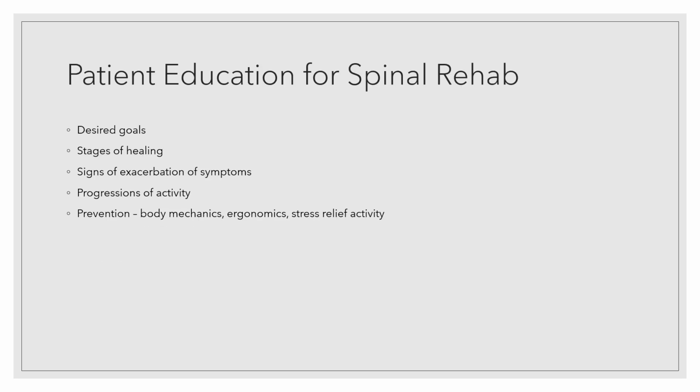With patient education for spinal rehab, we need to make sure that we are talking to our patients about what is really important to them as far as their goals for rehab and how we can help them achieve not only their goals, but also a realistic outlook on what those goals are. We want to educate them on the stages of healing, because it's easy to get discouraged, especially when you've just had surgery to treat a chronic back problem and you want quicker results. And so we need to provide ample education regarding that. Signs of exacerbation of symptoms are going to be important to educate a patient on, because that's going to help tell them what their biases are and what they can do to alleviate symptoms and what activities to avoid.